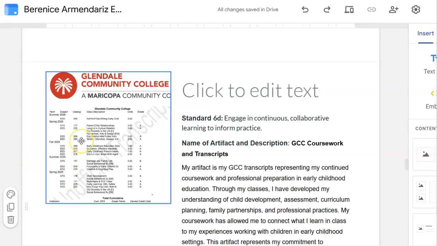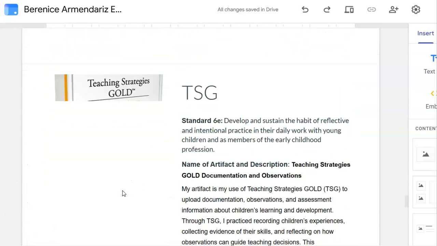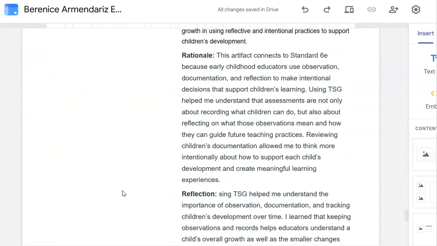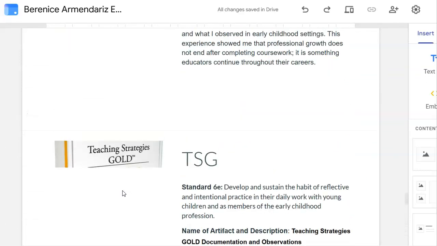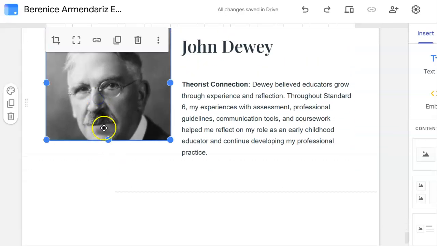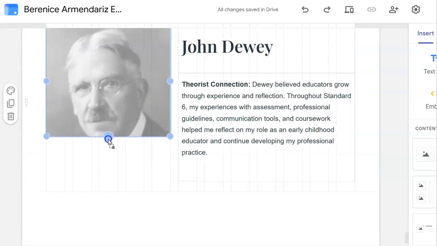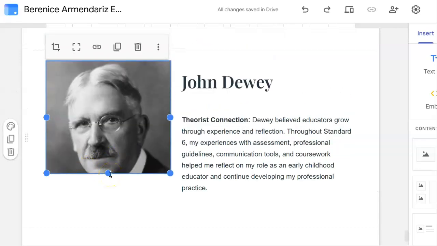I will say I saw that you added your, and I think these are your transcripts. Just do the GCC logo if these are not your transcripts. But this is like super personal information, so I would change that. Teaching Strategies GOLD. If you're going to use Teaching Strategies GOLD, try to find one image and use it consistently. And then John Dewey's picture, like, do that man some justice. We need to probably find him a different picture. Give him a chin.